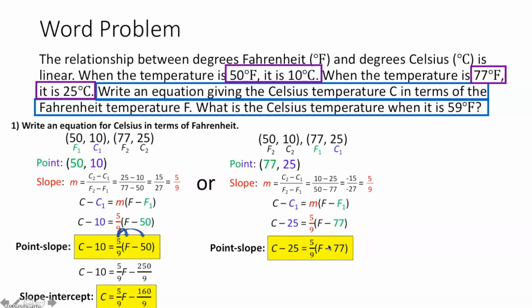Now, if I wanted to distribute it and show you that they are, in fact, the same equation, I distribute the 5/9 to the f and the negative 77. Now, I want c by itself, so I'm going to add 25 to both sides. That's how I get the negative 160 over 9.